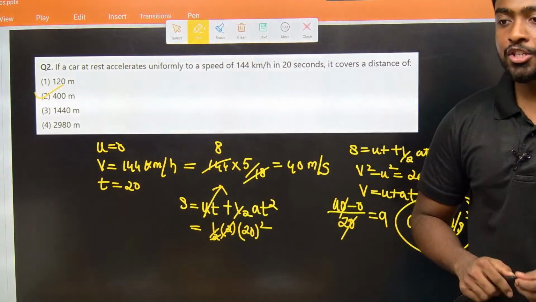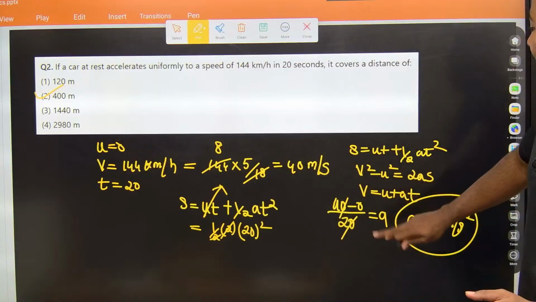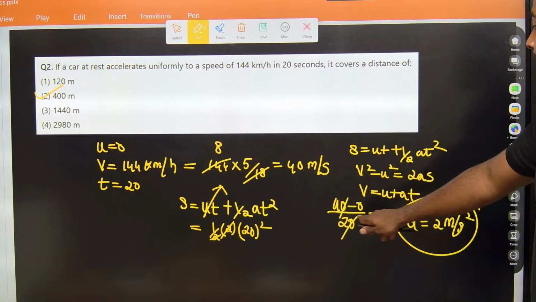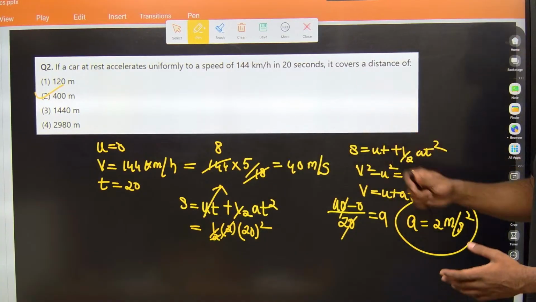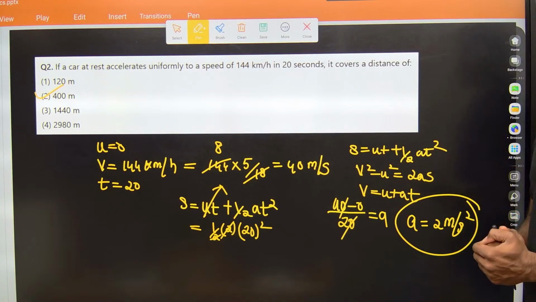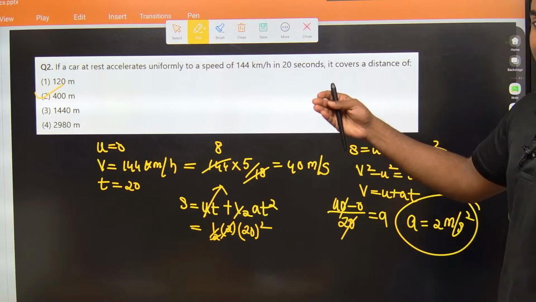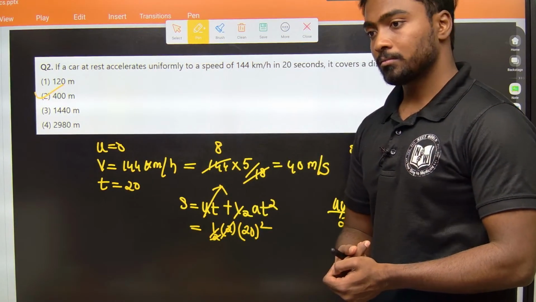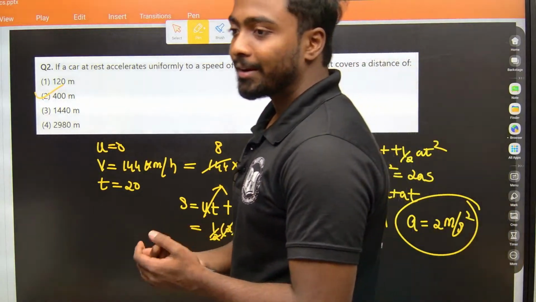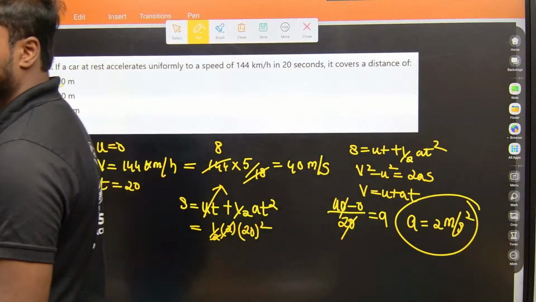So by using the kinematic equations, any of these equations I can use to find the value of a and then substitute the value of a in the equation. That's it. What is a? Final velocity minus initial velocity by time. Change in velocity by time taken is acceleration.